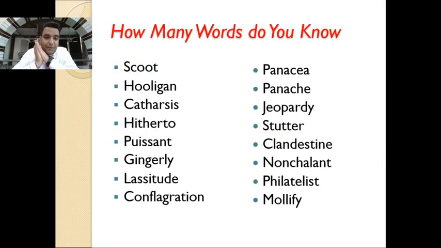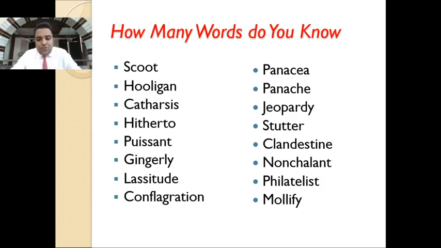Now the first challenge coming to you, because these are the words that have been in past MCAT papers, for your placement exams or various competitive exams. Take a reality check: how many words do you know? Scoot, hooligan, catharsis, thorough, patient, gingerly, lassitude, conflagration, panacea, panache, jeopardy, stutter, clandestine, nonchalant, philatelist, mollify. Check how many words you know out of these 16 words. Don't worry, I'm going to teach each and every word. These are not only 16 words, this would be roughly more than 100 words for me, but I'm going to teach you 50 words from this.